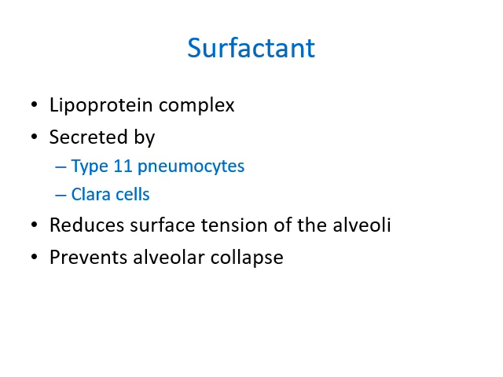Okay, so a little bit more about surfactant. Now it is a lipoprotein complex, right? It is an oily substance. It is made out of lipid and proteins, and as I said, it's secreted by type 2 pneumocytes and Clara cells. And the reason why we have this is to reduce the surface tension of alveoli.